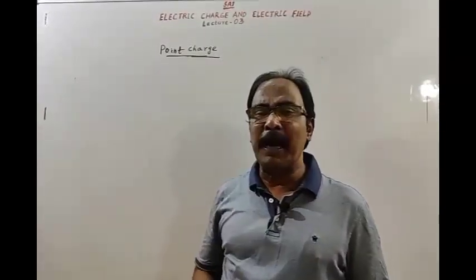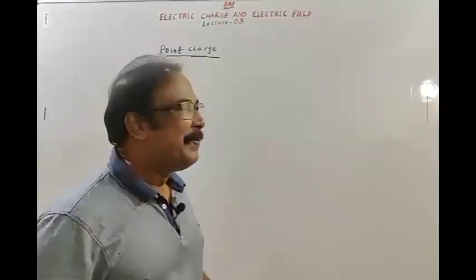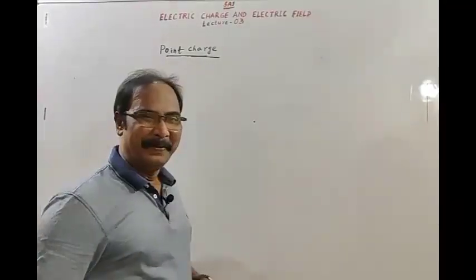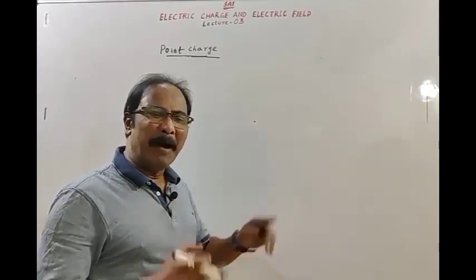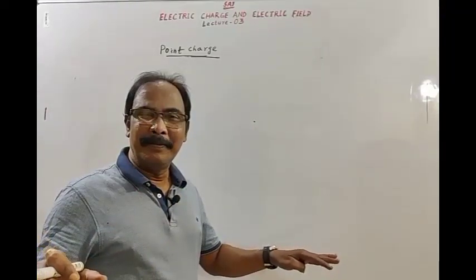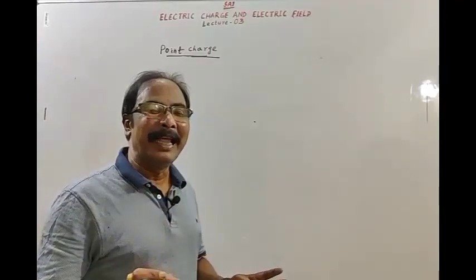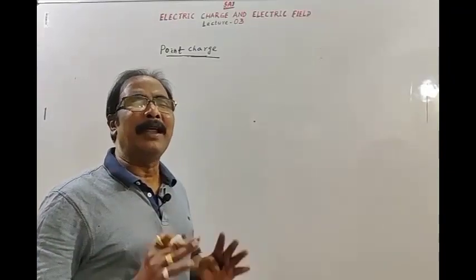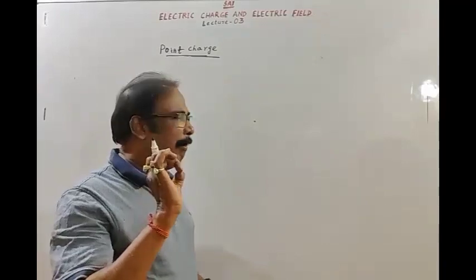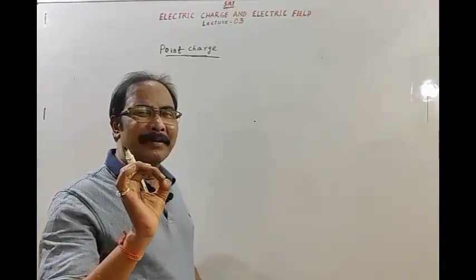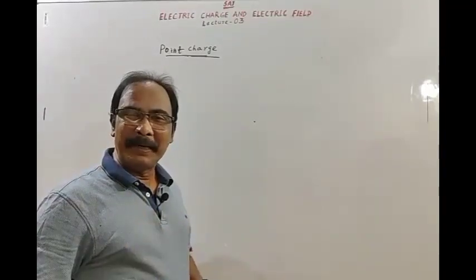See students, first we have to understand what a point is. This is a point. What do you understand from this point? A point has no length, no area and no volume. Directly speaking, our assumption is that a point has no dimensions. Such a vanishingly small point, we don't consider its dimensions.